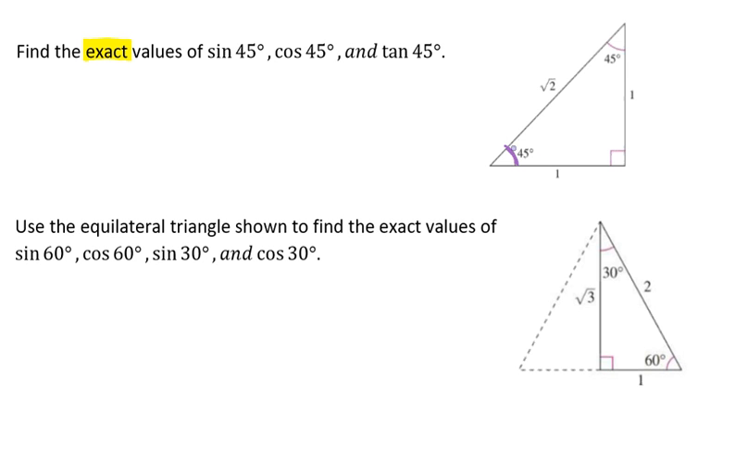So we're going to find our theta, or our angle of interest, 45. So that tells us that our opposite side is going to be a 1, our adjacent side is going to be a 1, and our hypotenuse is going to be that radical 2.